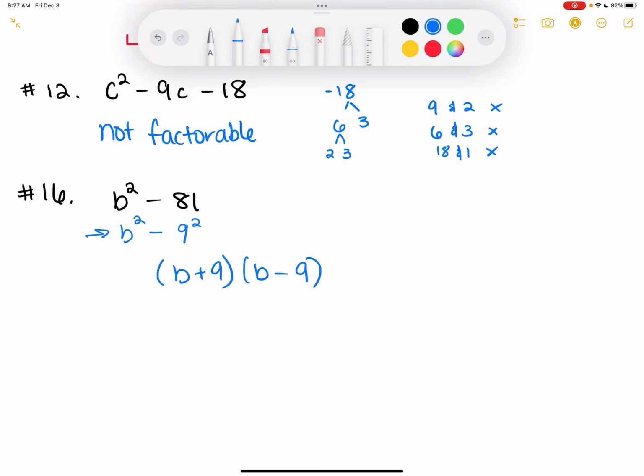If it was b squared plus 9 squared, would they both be positive? No, that wouldn't be a true statement, because you'd end up with a middle term.